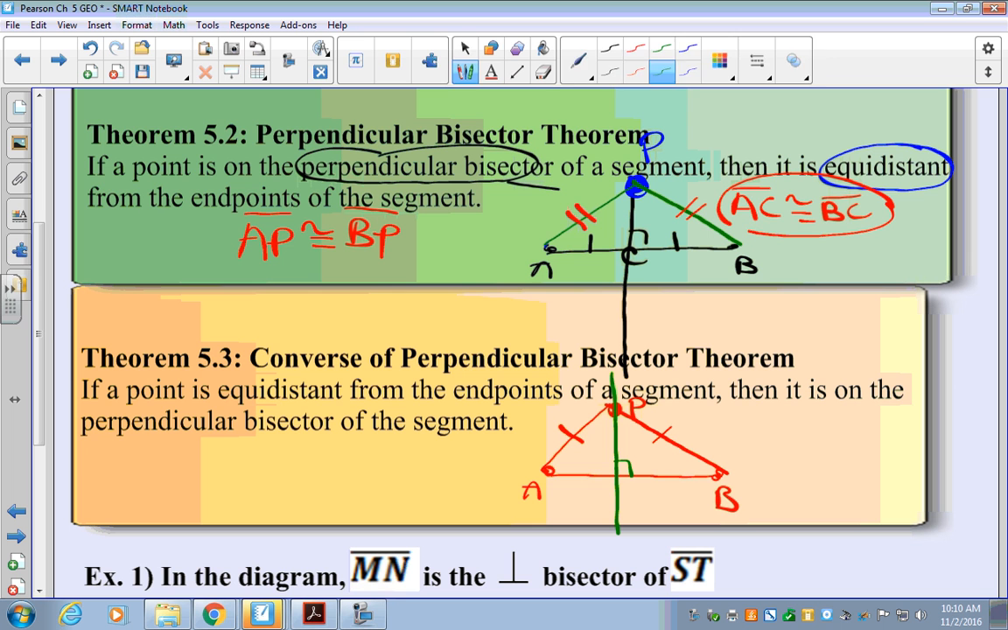What kind of triangle is APB? It's isosceles. APB up here is also isosceles. If two sides are equidistant, then you have an isosceles triangle. We're just bringing everything together here.